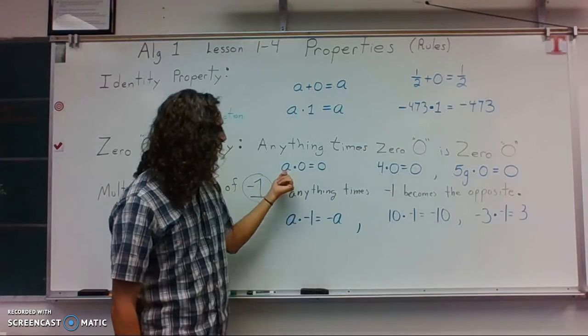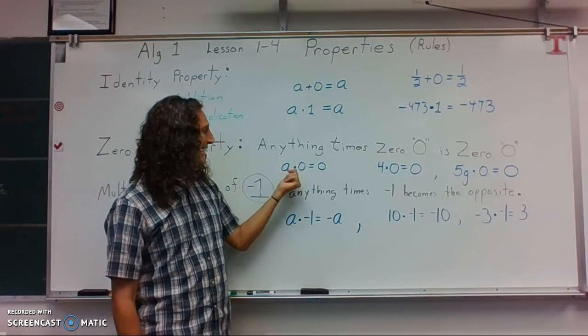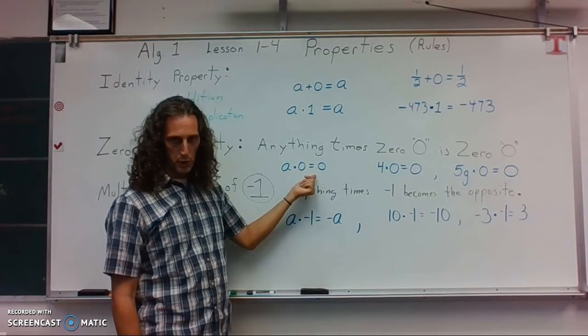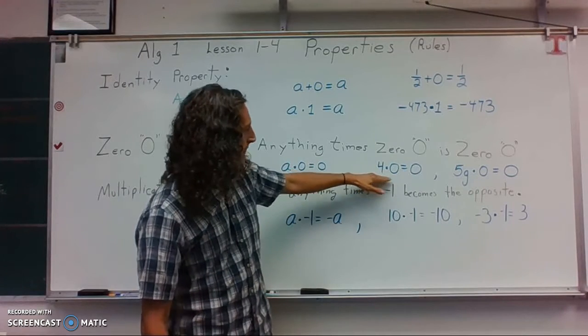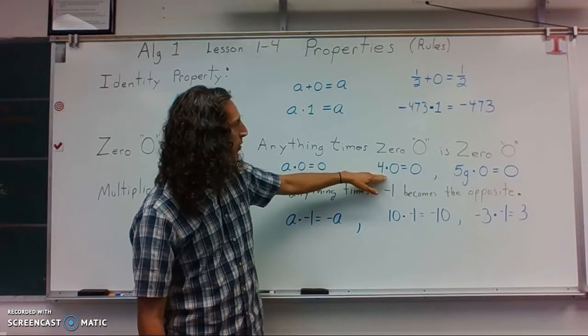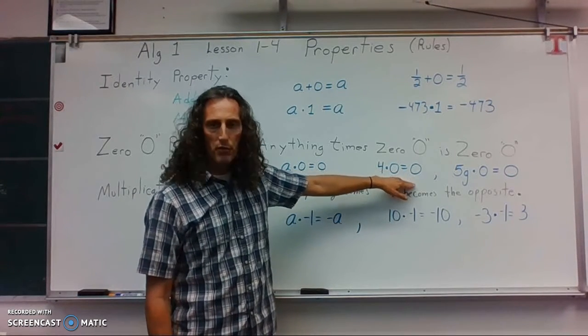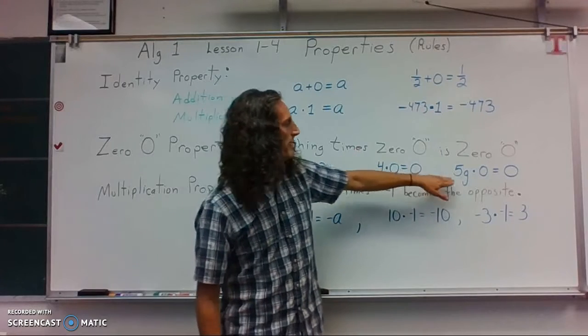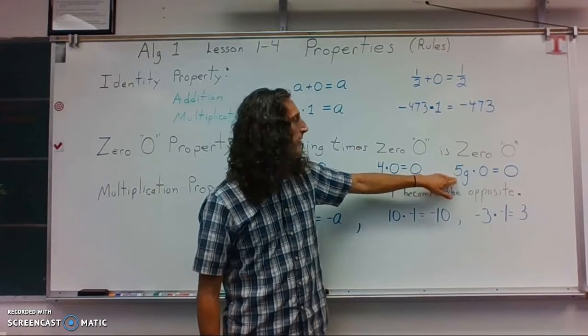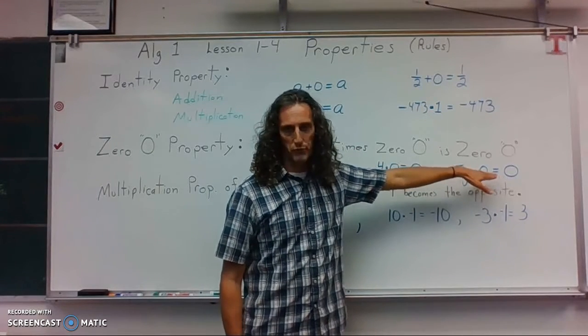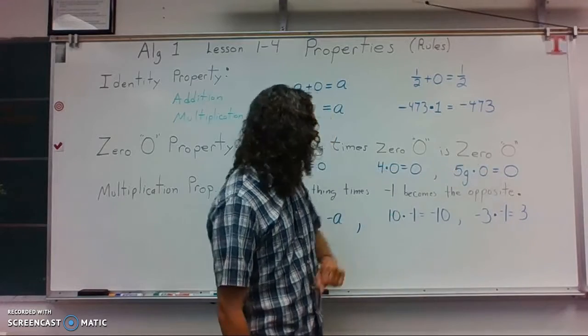Right? Then we have the 0 property, which basically is anything times 0 is 0. Right? So again, the math way is A times 0 is 0. And so here's another example. 4 times 0, 0. Or you can even have something like this. 5 G's times 0, no more G's. It's just 0. All right?